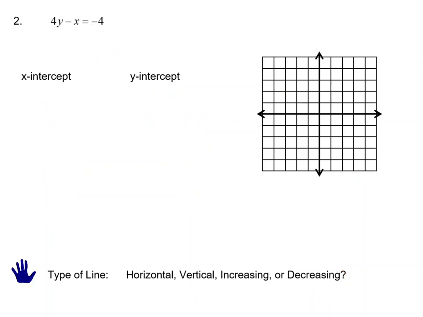Let's look at example 2. We have 4y minus x equals negative 4. Now there's something wrong with this one. This is not in standard form. We don't have the x term and then the y term. So I'm just going to move my terms around.